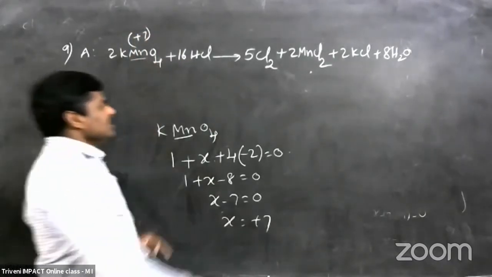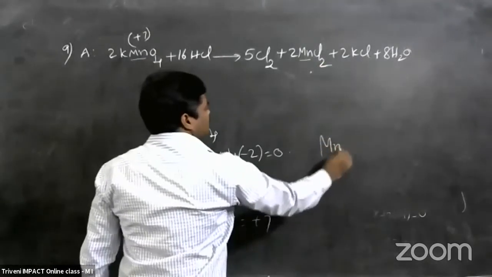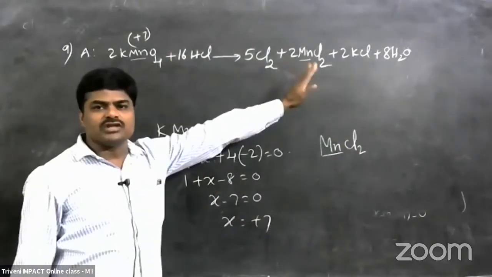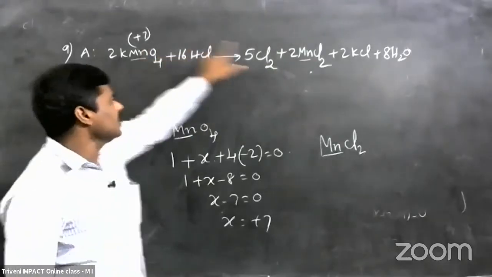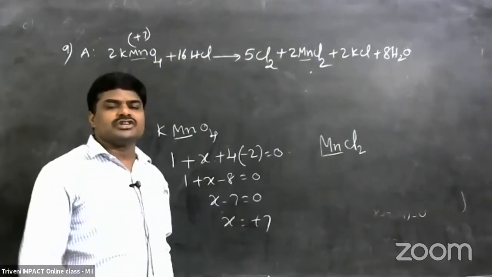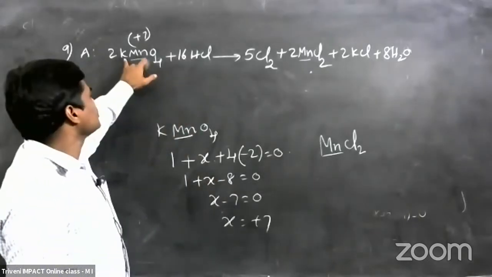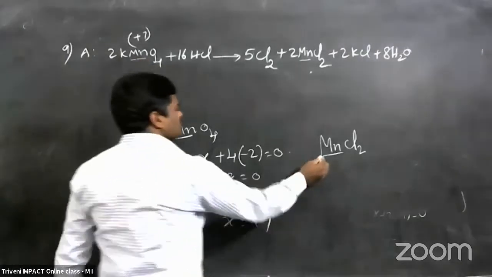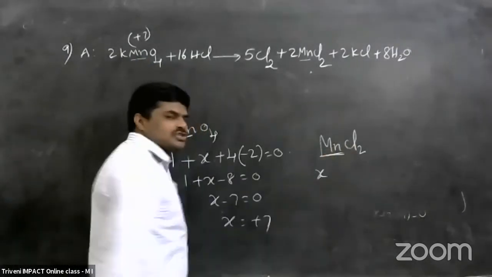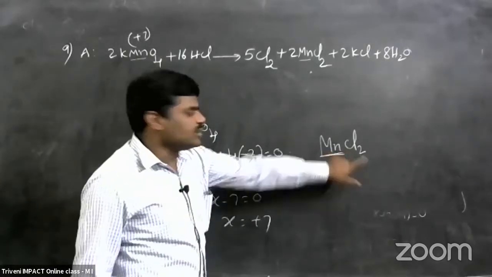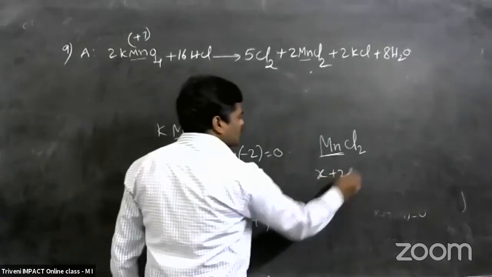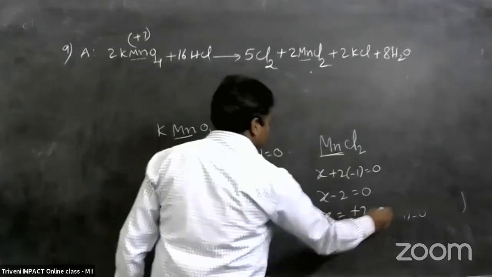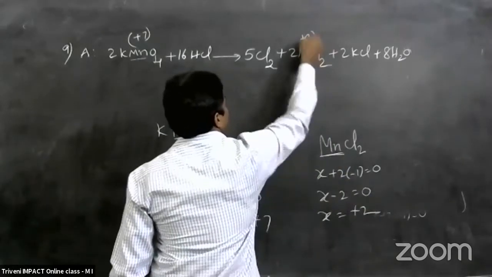In the same way, in MnCl2, what is the oxidation state of Mn? We should calculate the oxidation state of the same elements on the left side and the right side. Unknown elements, the oxidation states we should calculate. We know the oxidation state of potassium and oxygen, so we calculate Mn. Let the oxidation state of Mn be X. Cl oxidation state is -1, and there are 2 chlorine atoms. So X plus 2 into -1 is equal to 0. X minus 2 is equal to 0. X is equal to +2. So in MnCl2, Mn oxidation state is +2.